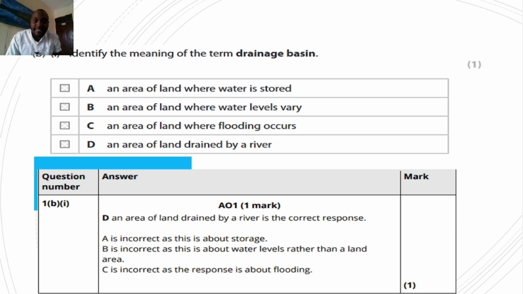B is incorrect as this is about water levels rather than a land area, because when you talk about a drainage basin, you talk about an area of land that is drained by a river. When you say an area of land where water levels vary, we are actually talking about water levels, not that area of land. So C is incorrect as the response is about flooding. When you talk about an area of land where flooding occurs, a drainage basin is not about flooding. It's about an area of land that is being drained by that river.